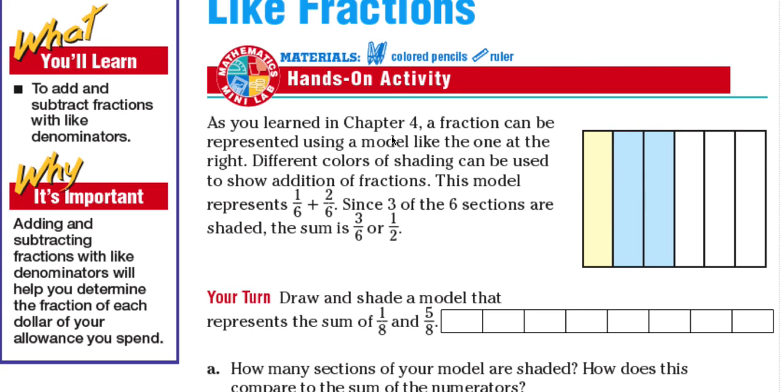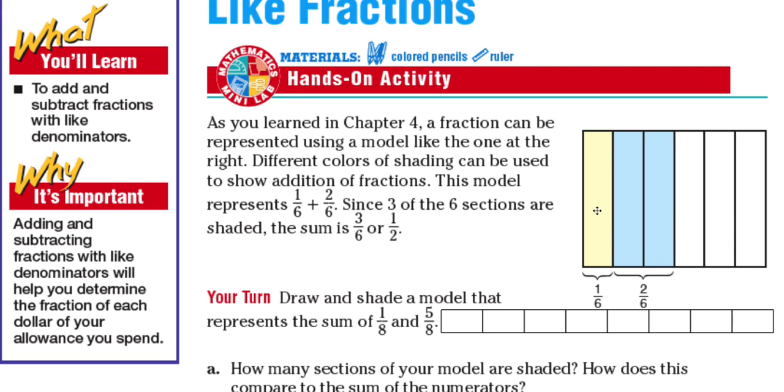As you learned in chapter 4, a fraction can be represented using a model like the one at the right. Different colors of shading can be used to show addition of fractions. This model represents 1/6 plus 2/6. This represents 1/6 right here, and this represents 2/6. Since 3 of the 6 sections are shaded, the sum is 3/6 or 1/2. So if you're adding 1/6 plus 2/6, 2 shaded out of 6, 1 shaded out of 6, add them up, you end up with 3/6 or 1/2.